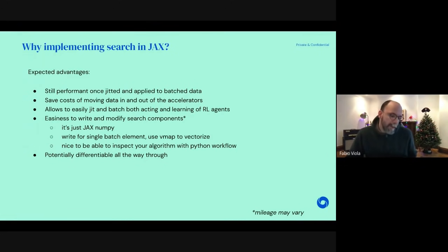Furthermore, we said that if you can stick to something that looks a lot like NumPy, it's going to be easier to reason about, write, and modify search components. Also, you can build on top of the JAX primitives that Michaela and others discussed today to write your code for a single example and then use, for example, vmap for vectorization. Furthermore, there is this huge potential of being differentiable all the way through.